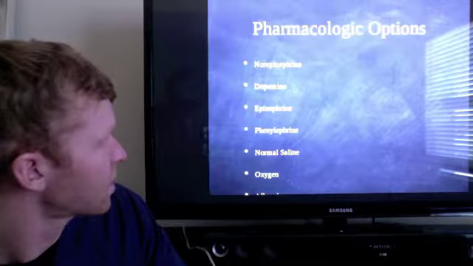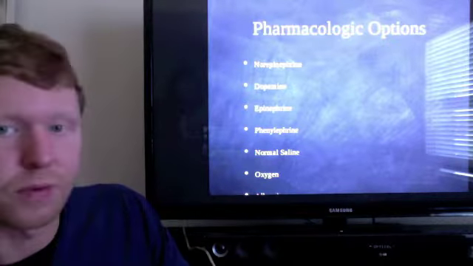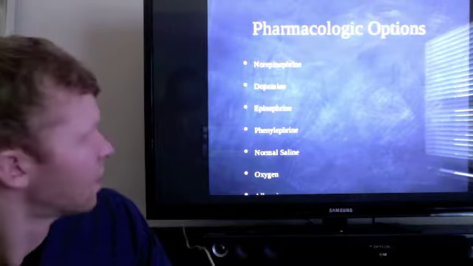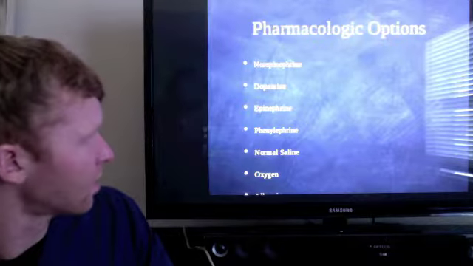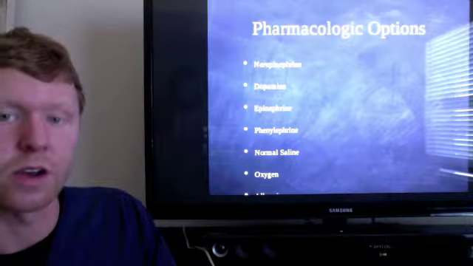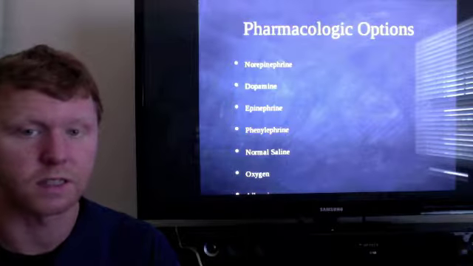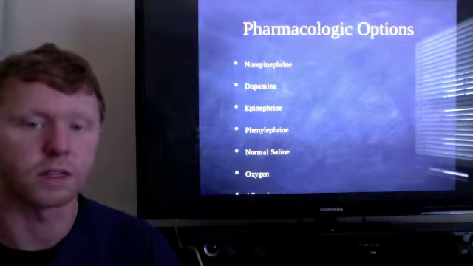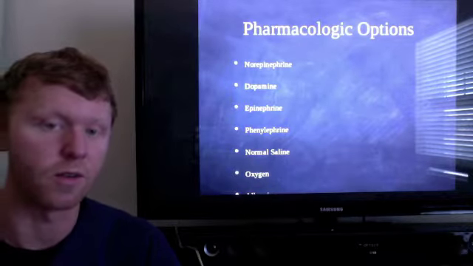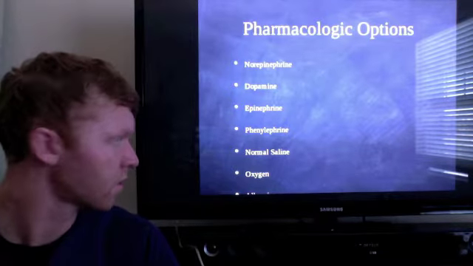And some pharmacologic options. So norepinephrine and dopamine are your vasopressors, which will constrict the blood vessels and increase blood pressure. And epinephrine is kind of your backup if the norepinephrine and dopamine aren't working. You'll go to epinephrine for a vasopressor too. And phenylephrine can be given to a patient that has severe tachycardia, but you do have to be careful with this as it does cause myocardial depression and decreases their heart rate. And normal saline can be given to increase their intravascular volume.